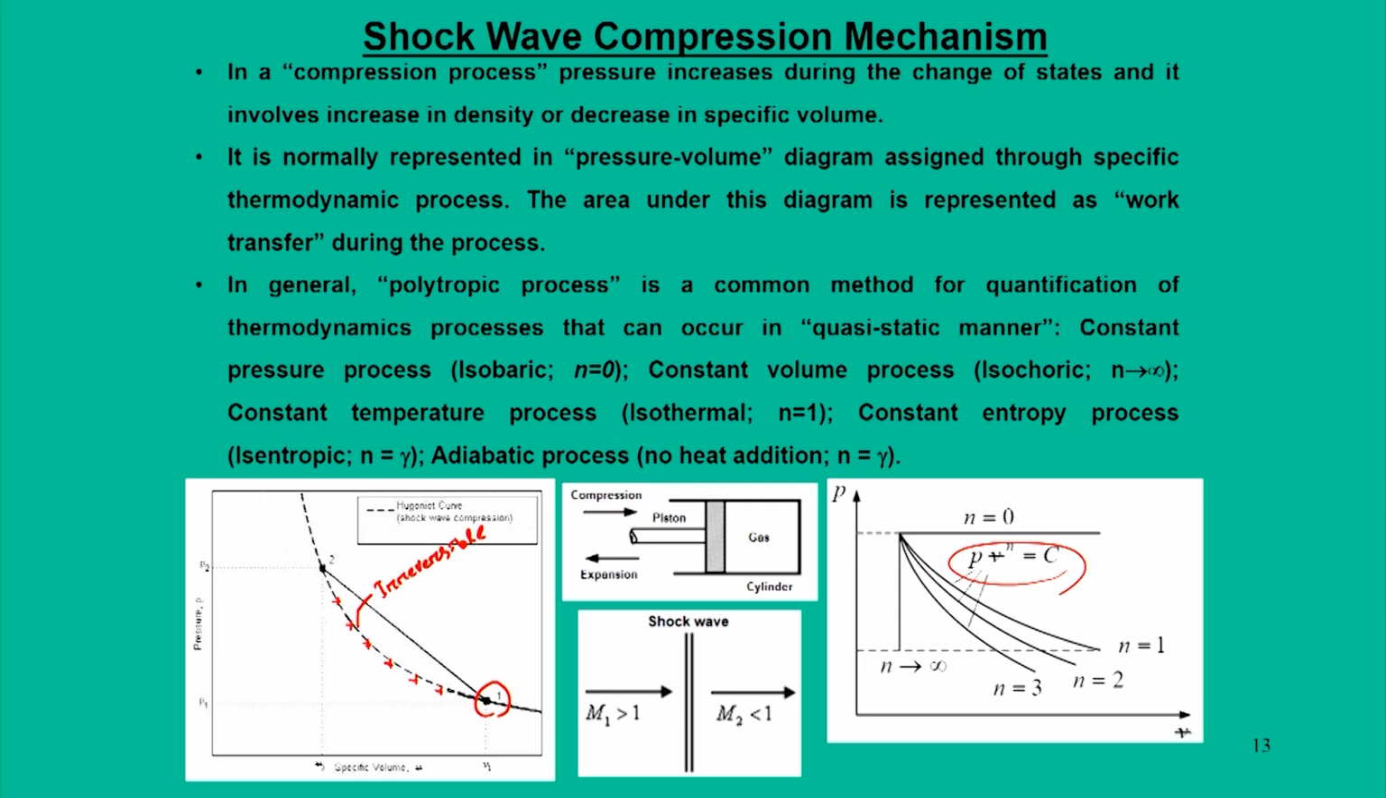Now, let us try to impose the PV diagram. This is irreversible and non-isentropic. Now, let us superimpose these two curves: one is the PV curve for an isentropic process, for which n is equal to gamma, and the other for a non-isentropic process.